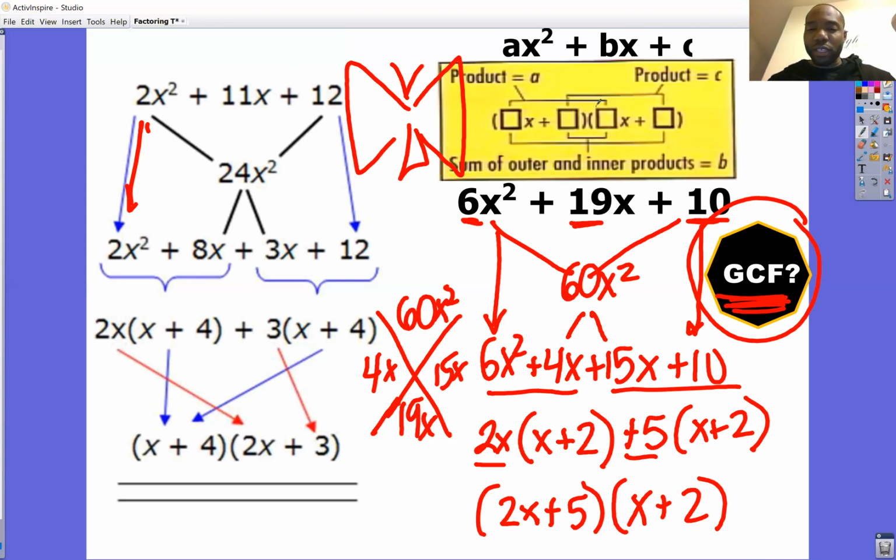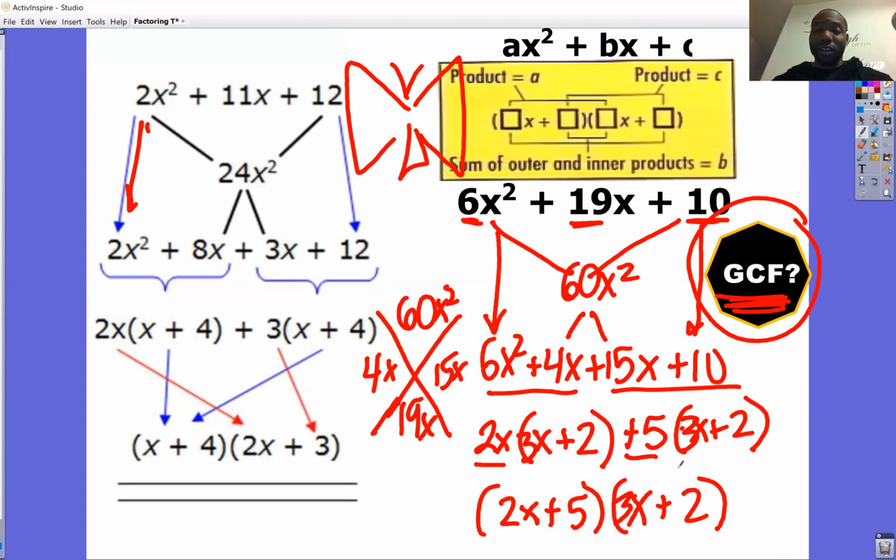What is wrong with me, y'all? Goodness gracious. When I take out a 2x, I'm left with a 3x. I was like, what? This is not right. There's a 6. We end up with a 3x. I don't know what I was thinking. Okay, so this is 3x plus 2. I just realized that. I'm sorry.